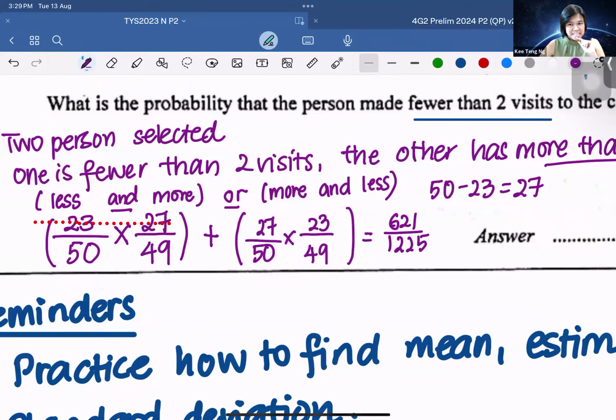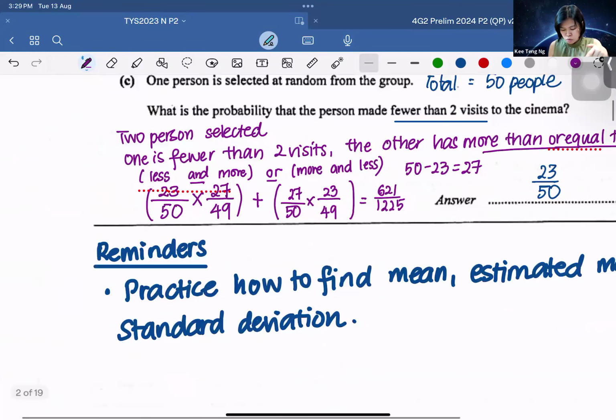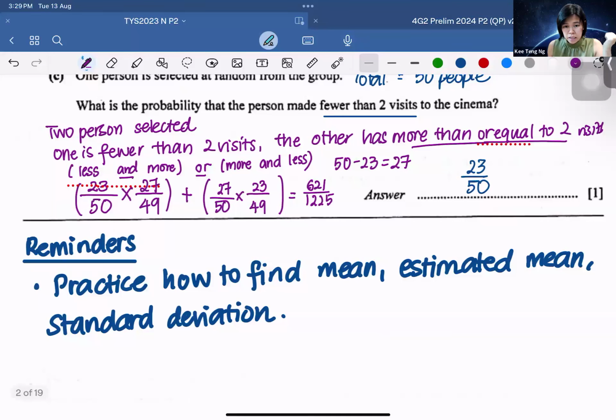Yeah. So this one is the slightly harder questions. Then I want to just double check and ask you to practice. Do you know how to find mean, estimated mean, standard deviation?